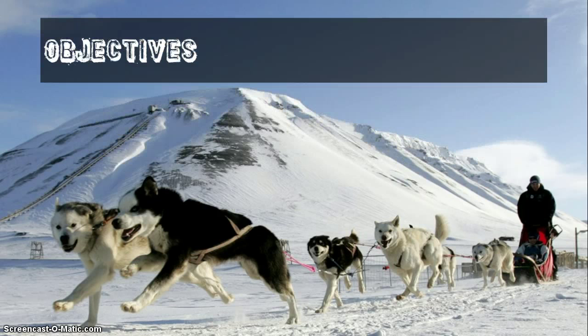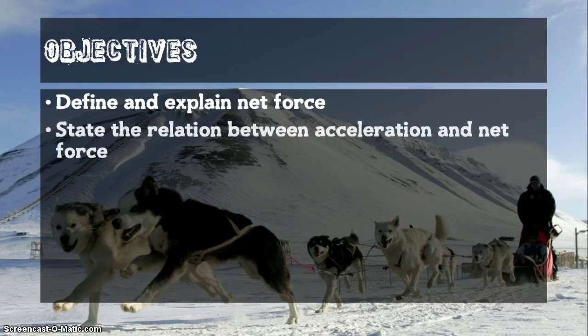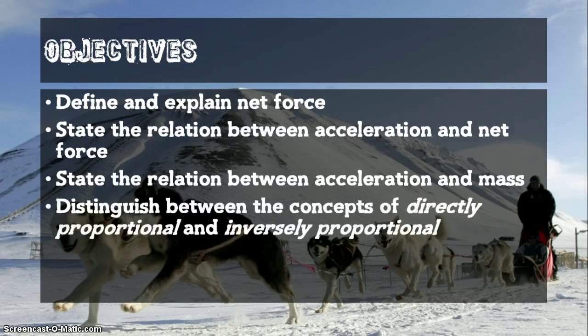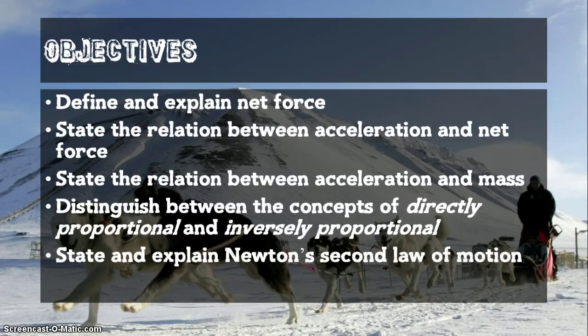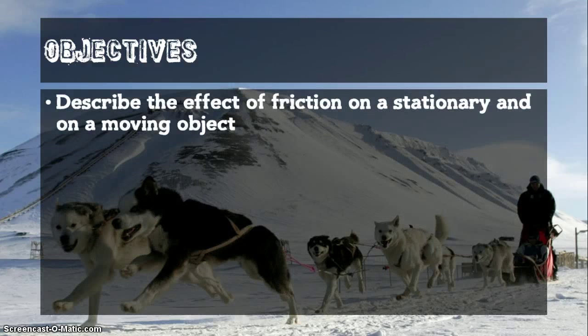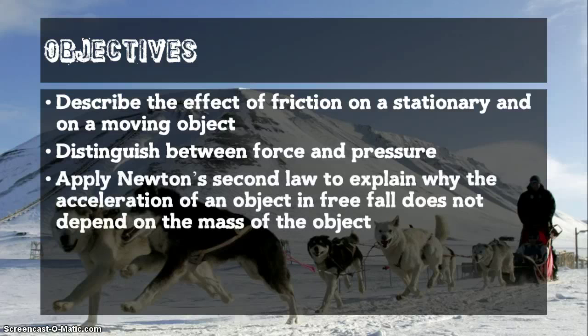So the objectives, what we want to learn in this chapter: we want to be able to define and explain net force. We want to state the relationship between acceleration and net force, and the relationship between acceleration and mass. We want to distinguish between the concepts of directly proportional and inversely proportional. State and explain Newton's second law of motion. We also want to talk about friction, how it affects a stationary and a moving object. Also discuss pressure a little bit in terms of force.